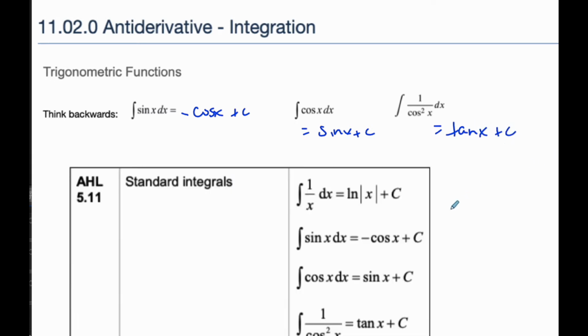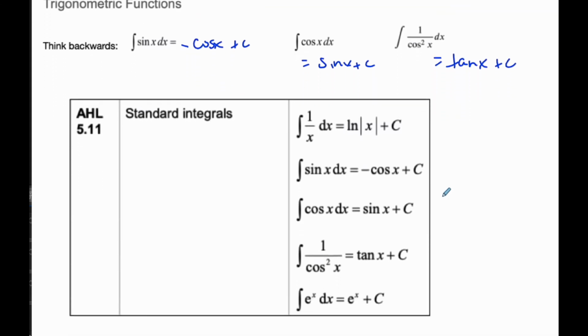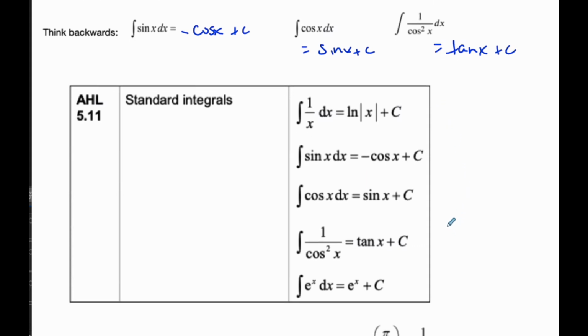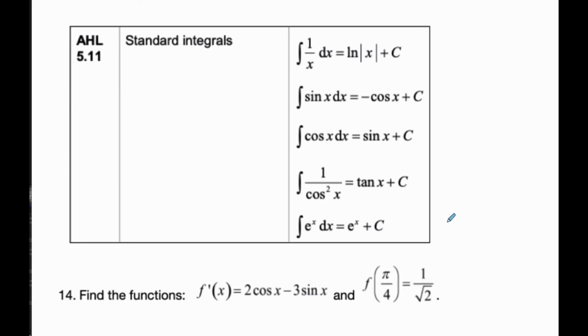And so here are all the standard integrals that we've done. We've looked at all of them, and now we have our trig functions. And we really have to be careful with this negative value here. These are in our formula booklet, and these are ones that we need to be familiar with. So let's try an example here.